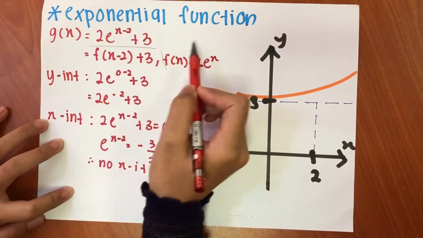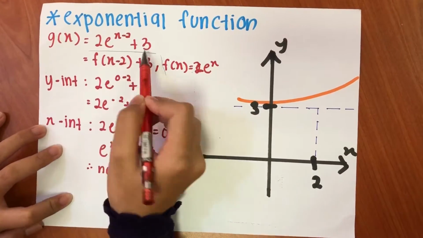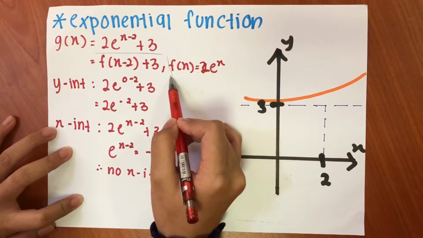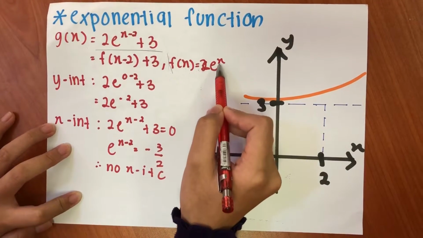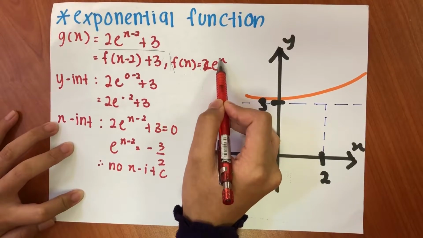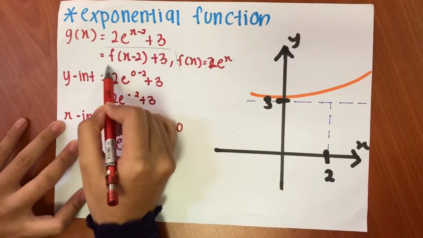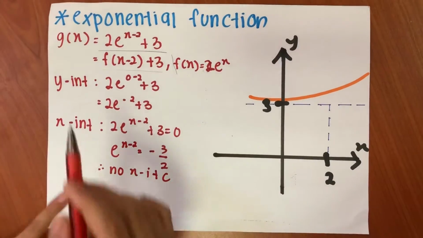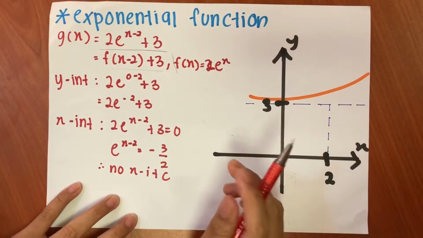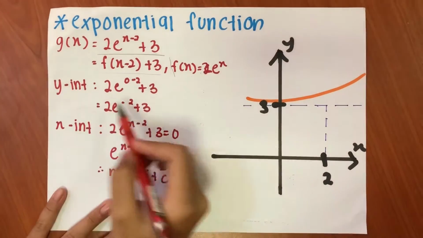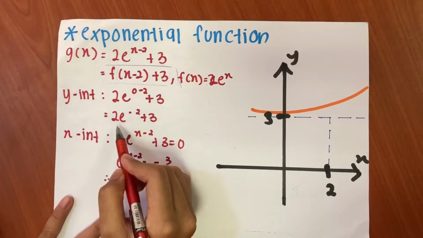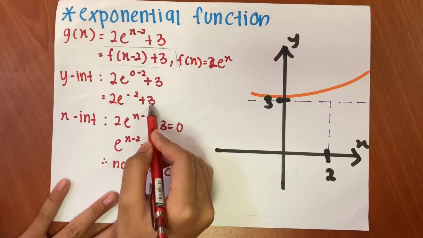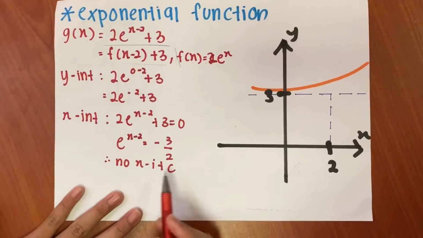So the example for exponential function is this one. The basic function for exponential is fx equal to 2 base e to the power of x. So we just factorize and make sure the coefficient of x is 1, and then we find the y-intercept and x-intercept. For this given function, the y-intercept is 2e to the power of negative 2, plus 3.